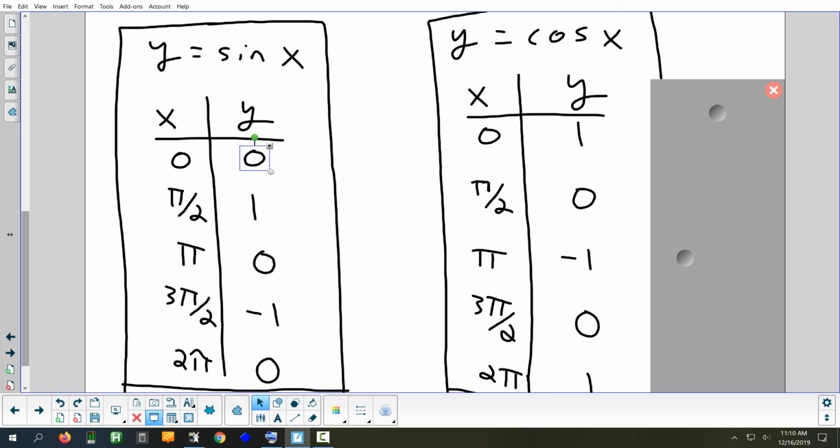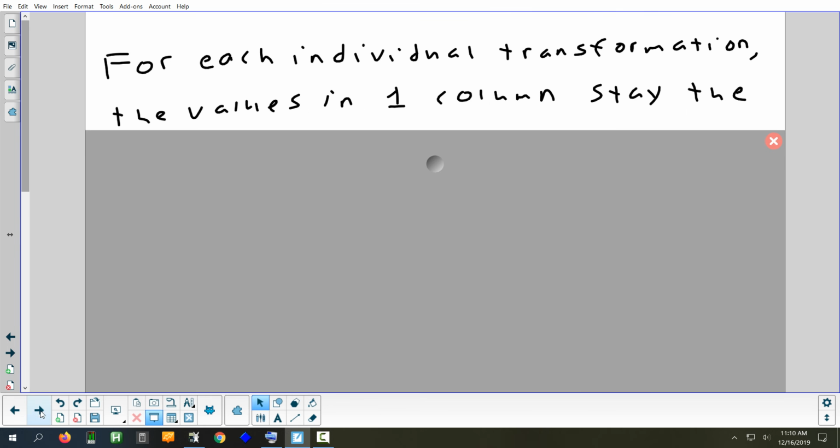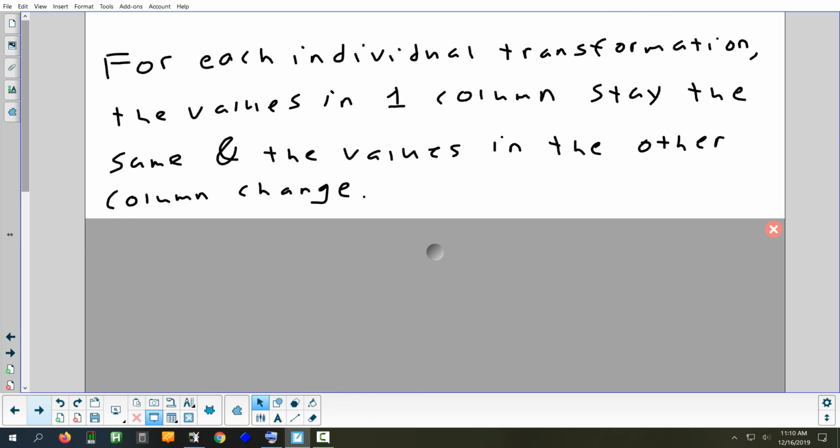Okay, does everyone have these two tables? One for sine, one for cosine. So for today and tomorrow, this will always be true. This will not be true on Wednesday. But the idea is, when I give you a problem, it's going to have a single transformation in it. I'm only going to do one thing.